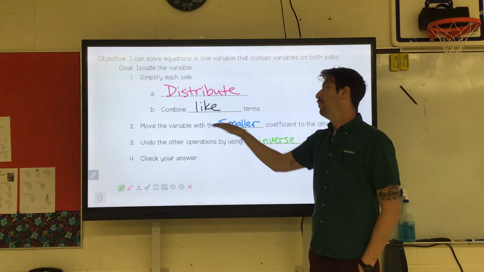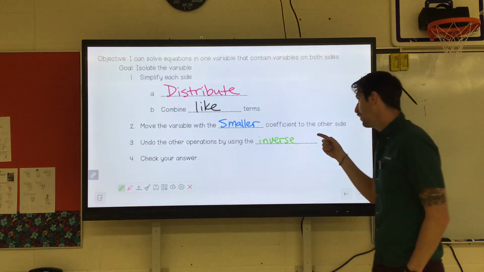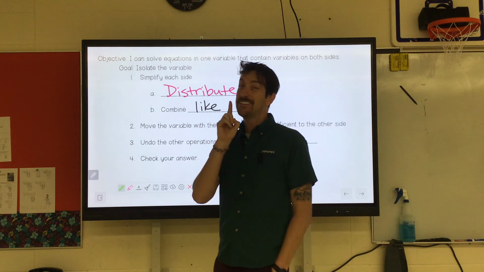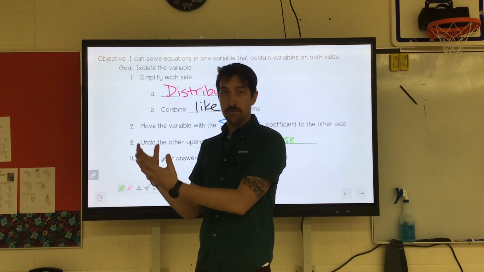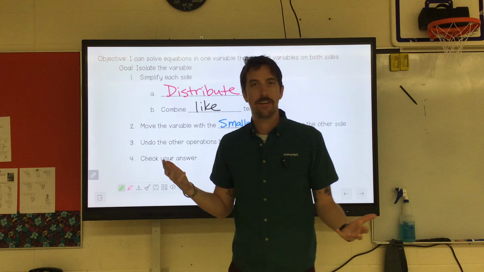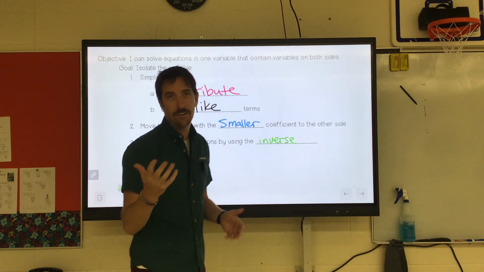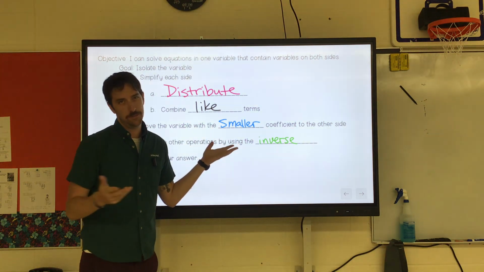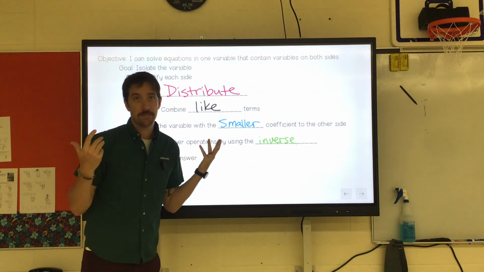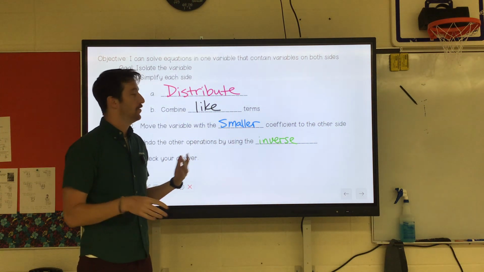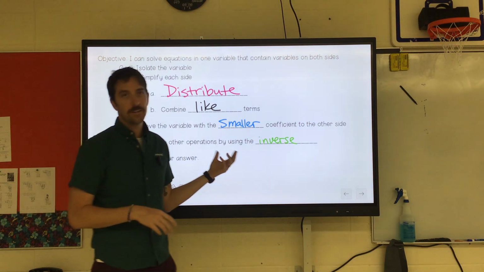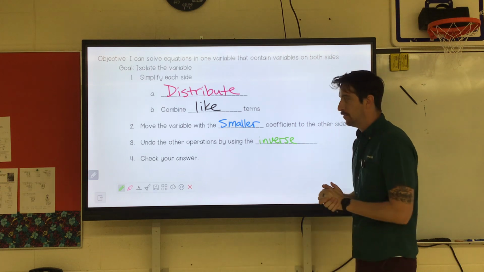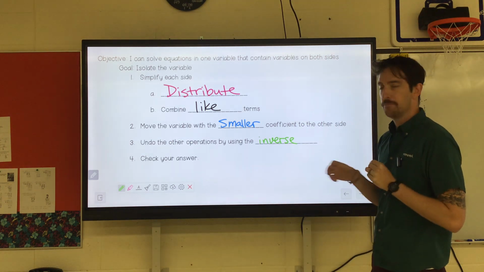So it says to move the variable with the smaller coefficient to the other side, the smaller number out in front. Now, that is not essential. You could move the larger one, but then you're just dealing with negative numbers, and that's fine. We should be comfortable with negative numbers. So you don't always have to move the smaller one. I usually like doing it because then you're dealing with positive numbers. And then you do your normal undo addition and subtraction, undo multiplication and division. So you do the inverse operations from there.